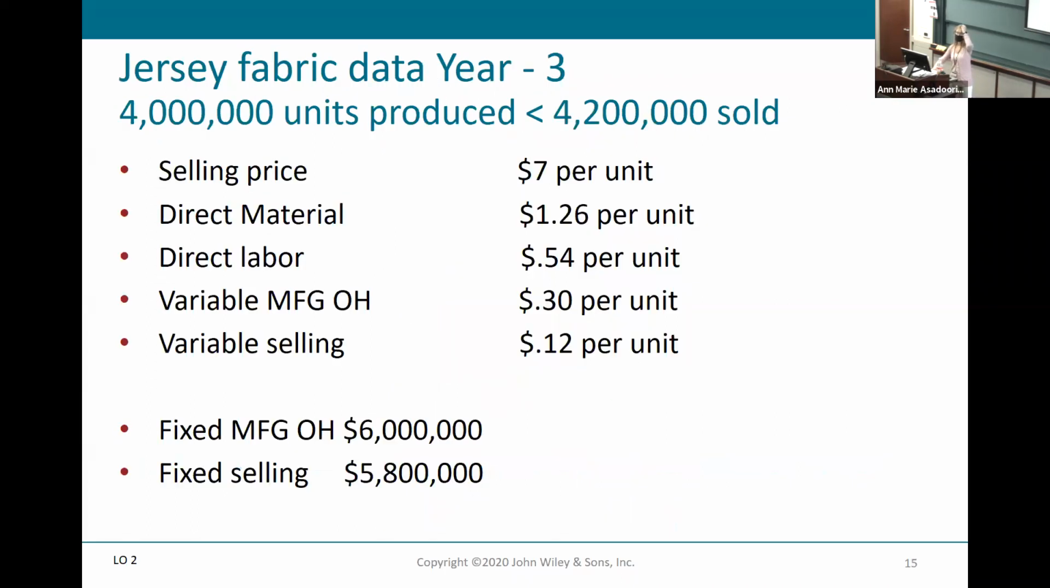All right, so what I'm going to show you now is year 3, when I do have to sell those units, right? In year 3, I'm going to make another 4 million units, but now I'm going to sell 4.2 million. So I'm going to sell everything I made this period, plus some of those units that I was not able to sell last period.